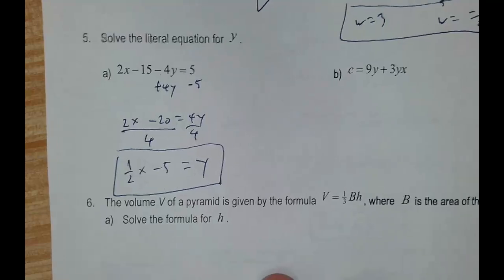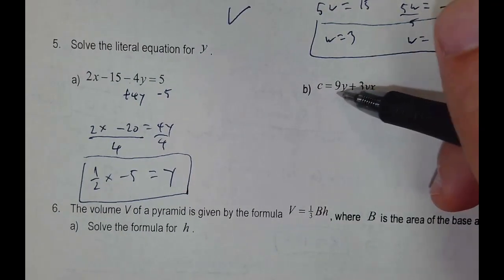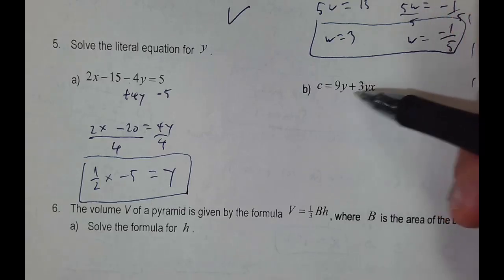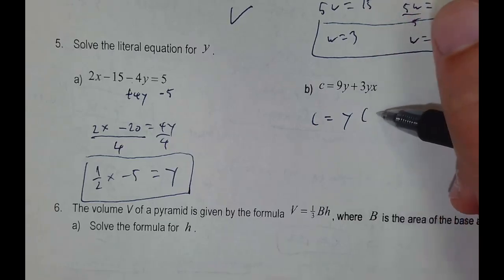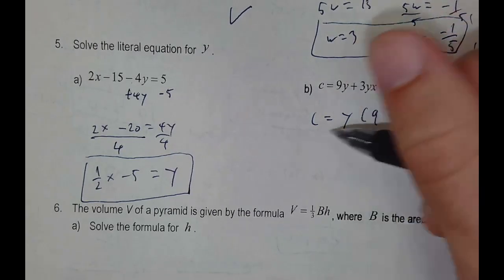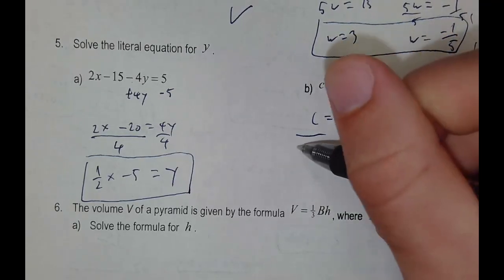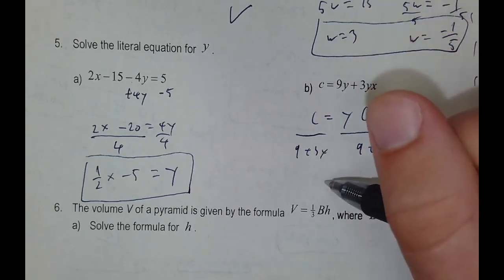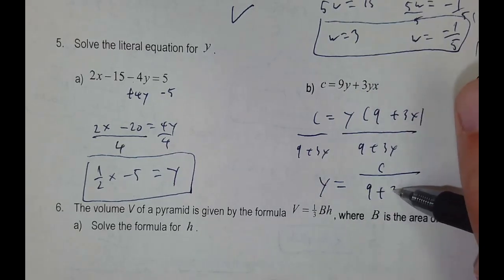Okay. B is a little more challenging. Notice how we have y in two places here. If you see y in two different terms, that means you have to factor it out. So we're going to have c equals y, parentheses 9 plus 3x. And then we will divide both sides by 9 plus 3x. So y equals c over 9 plus 3x.